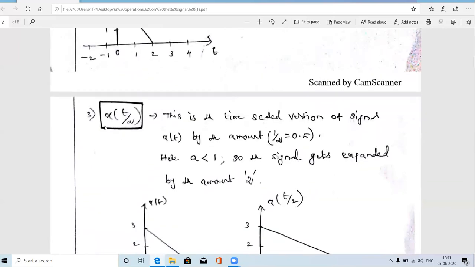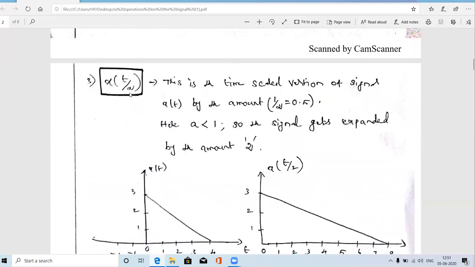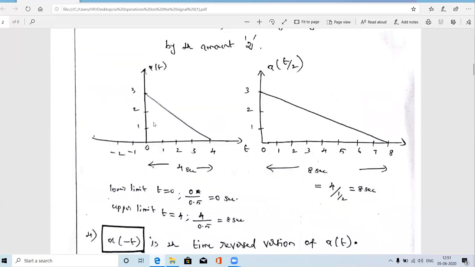And the third one, we have to draw x of t by 2. This is also time scaling. Here the time t is multiplied by the constant 1 by 2. It is also a time scaled version. What is the value of a? a is 0.5, which is always less than 1. Whenever the value of a is less than 1, the signal gets expanded. So the signal gets expanded by the amount 2. Here you see this is the given signal, x of t.